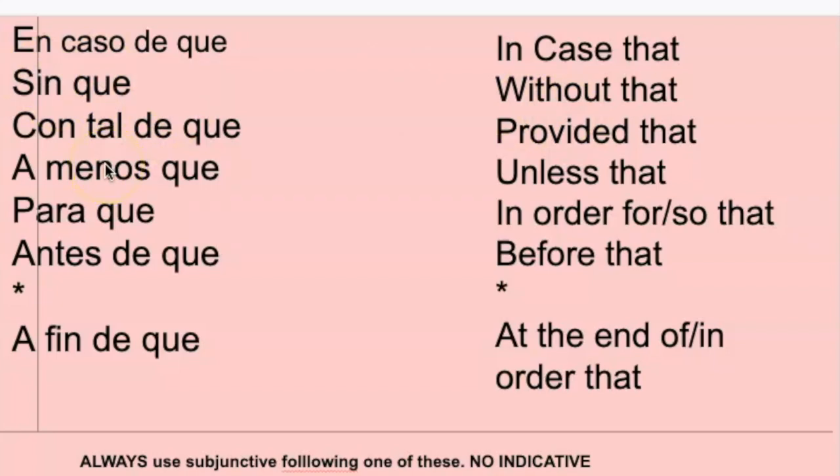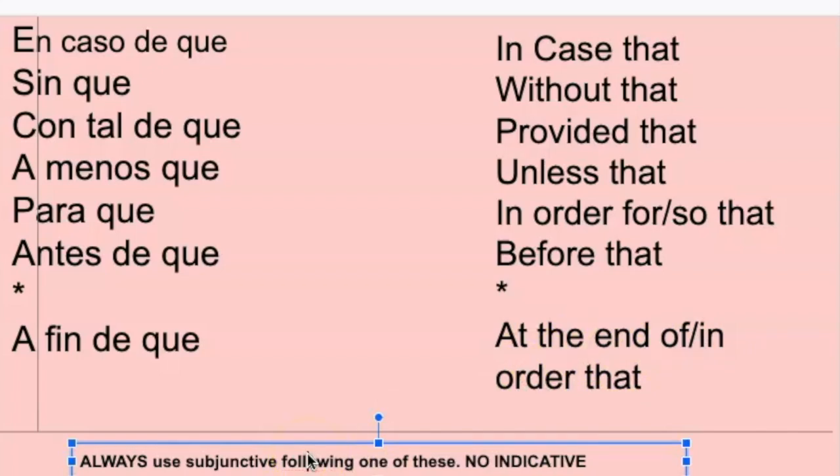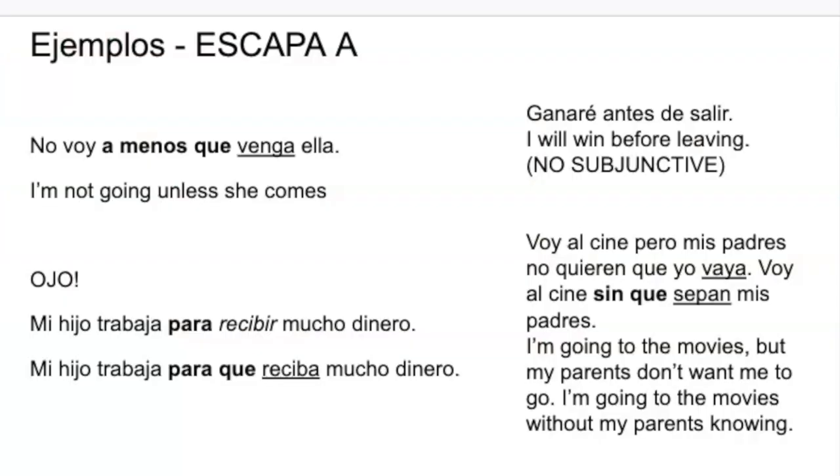Para que, that one can mean in order for, or so, something like that. Antes de que, before that, and a fin de que, which sounds like at the end of, but I believe it really is more like in order that. And like I said before, this always implies that you're using subjunctive, never the indicative. Here's some quick examples. So obviously remember what each of them represents.